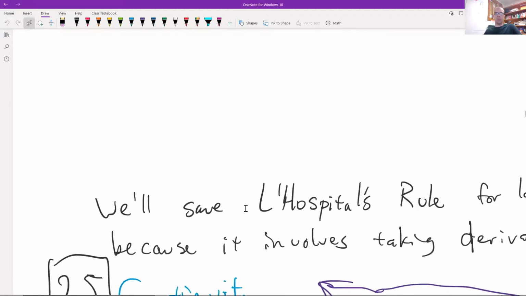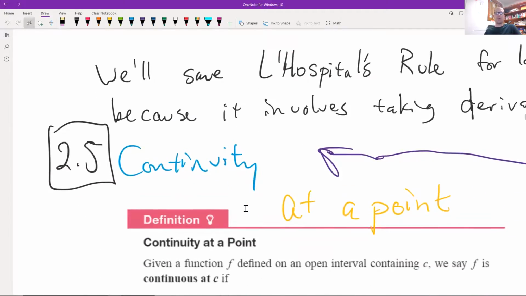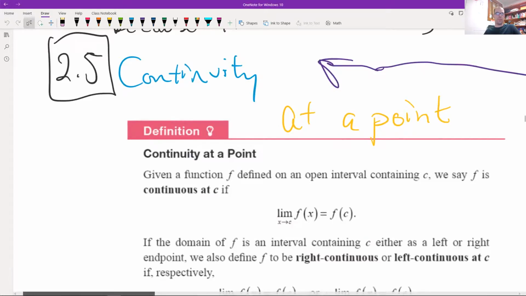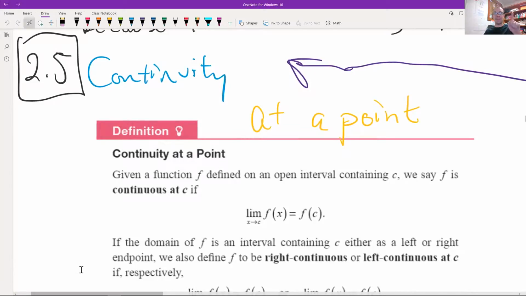Yeah, and later on we'll use L'Hopital's rule. That'll be cool for finding key limits as well, but that involves derivatives, which we have yet to derive.